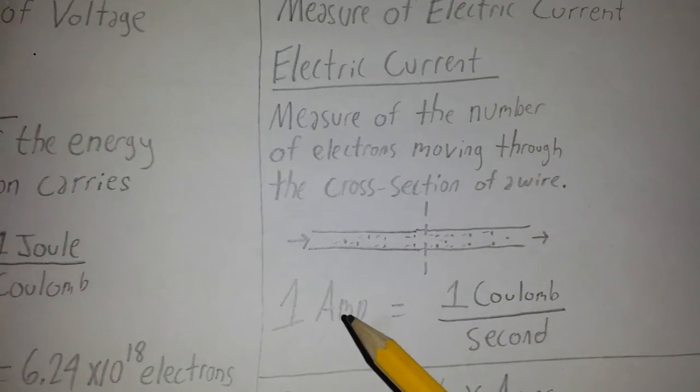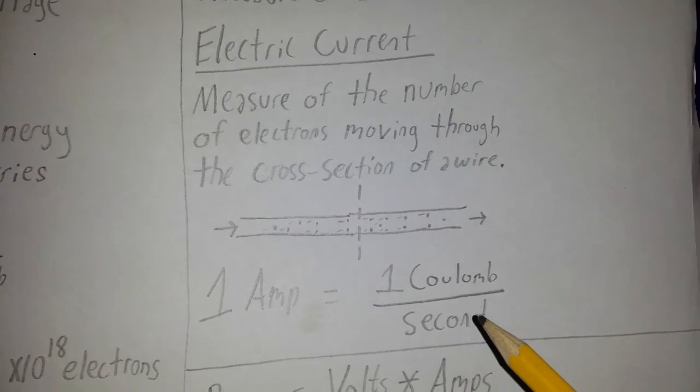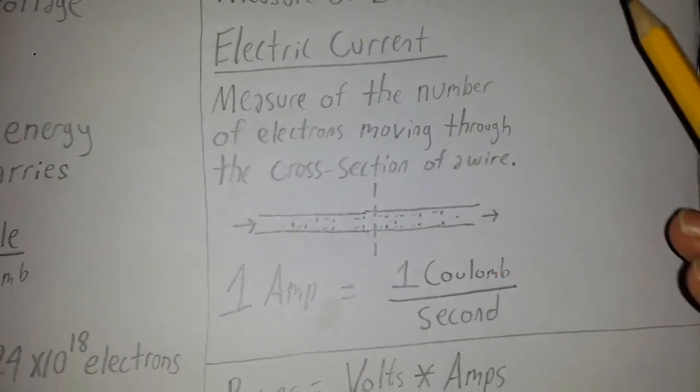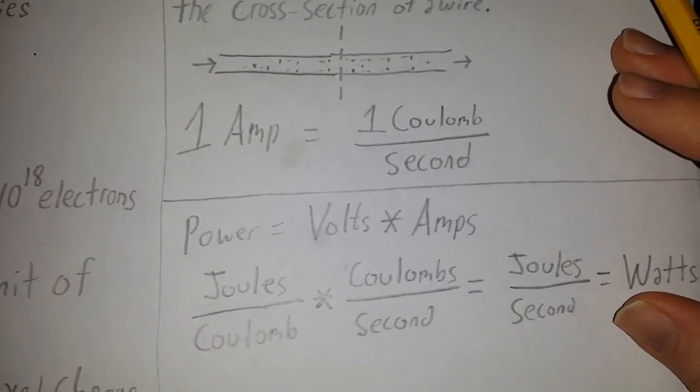So that means if you have 1 amp of current, you have this many electrons flowing every second. If you have 2 amps, you have twice this many electrons flowing every second. And if you know both voltage and amps, you can find the power.